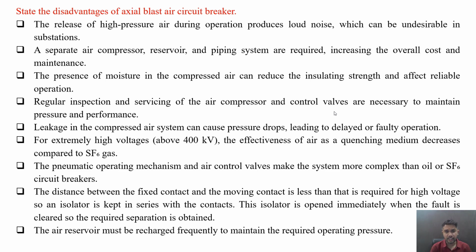The pneumatic operating mechanism and air control valves make the system more complex than oil or SF6 type circuit breakers. The distance between the fixed contact and moving contact is less than what is required for the high voltage. So an isolator is kept in series with the contacts. This isolator is opened immediately when the fault is cleared. So the required separation is obtained, and for this an additional isolator structure is required, which increases the cost.